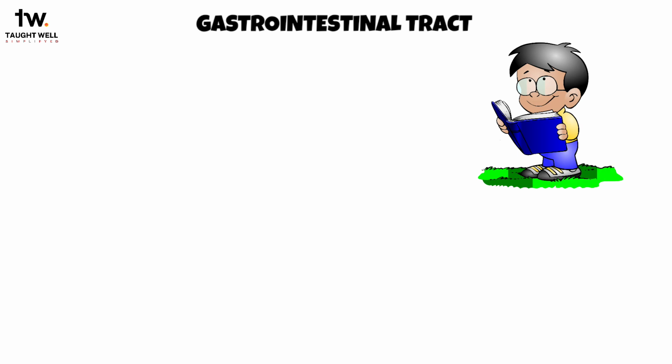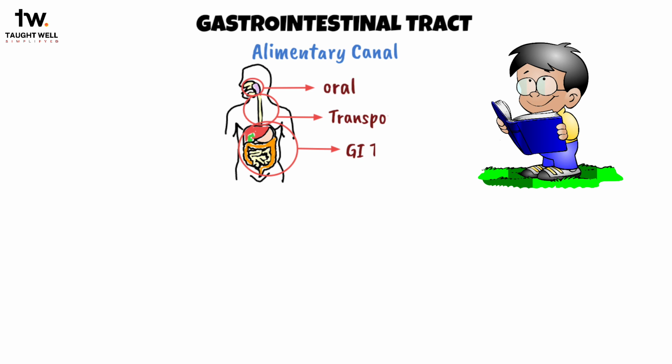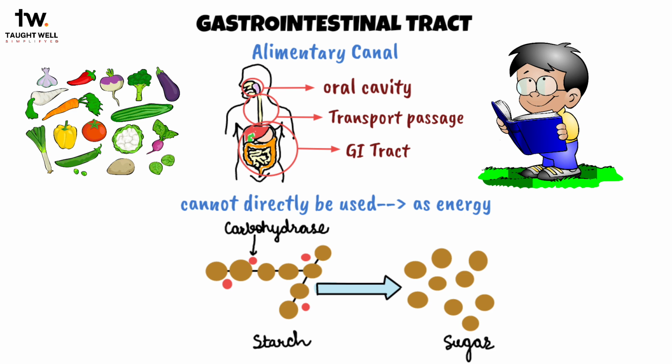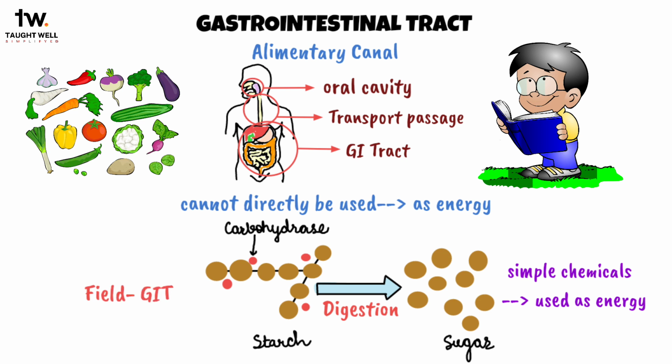We've all been studying about the gastrointestinal system since our school days. Let's take some time to recollect what we already know about the alimentary canal and the process of digestion. The food we eat cannot be directly used as energy by our body. It must be broken down into simple chemicals which our body can then use as energy. This process is called digestion, and the field in which it takes place is the gastrointestinal tract.